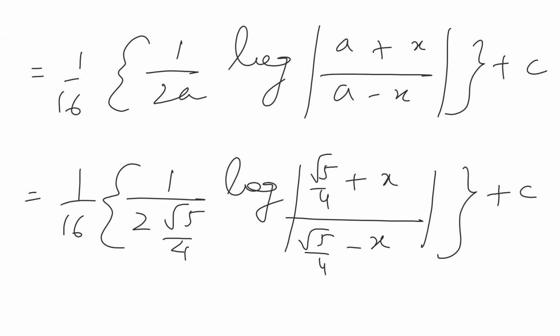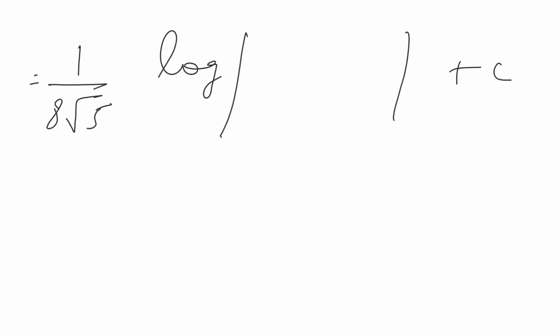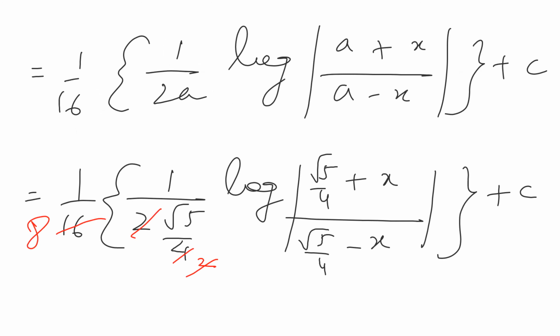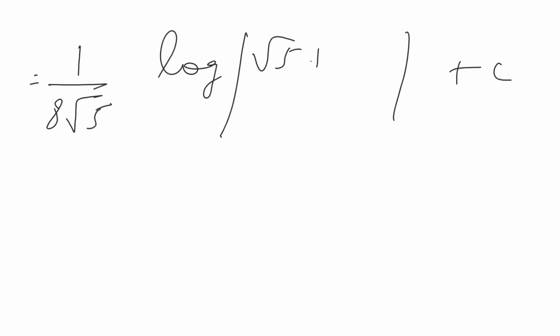Okay, so 2 ones are 2, 2 twos are 4, and 2 ones are 2, 2 eights are 16. So 1 upon 8 root 5 log modulus. LCM, correct, root 5 plus 4x upon root 5 minus 4x. Okay, right? One extra problem.